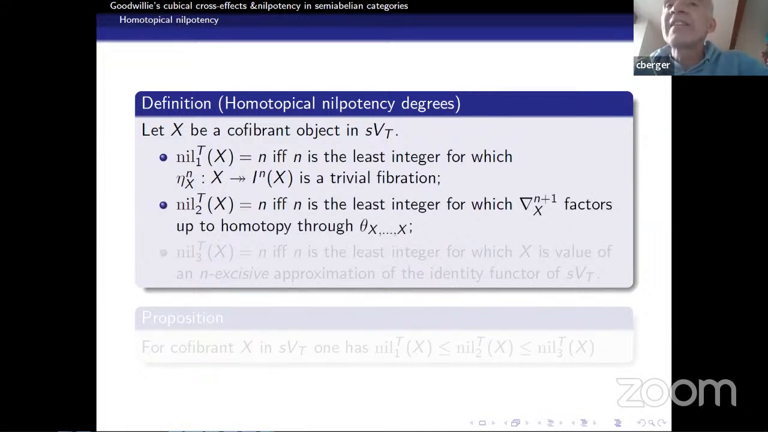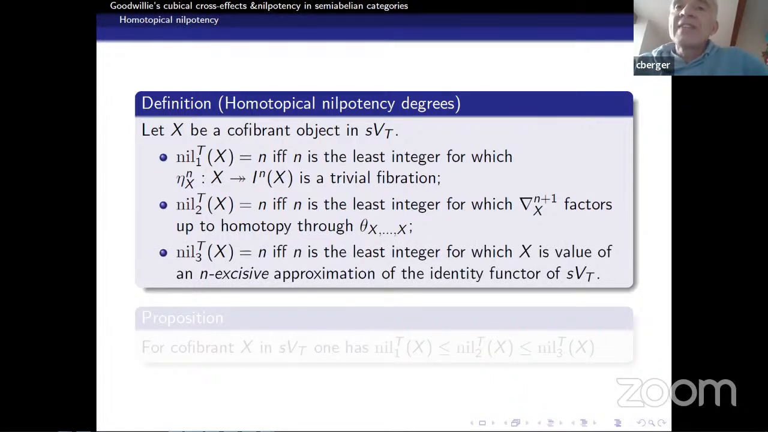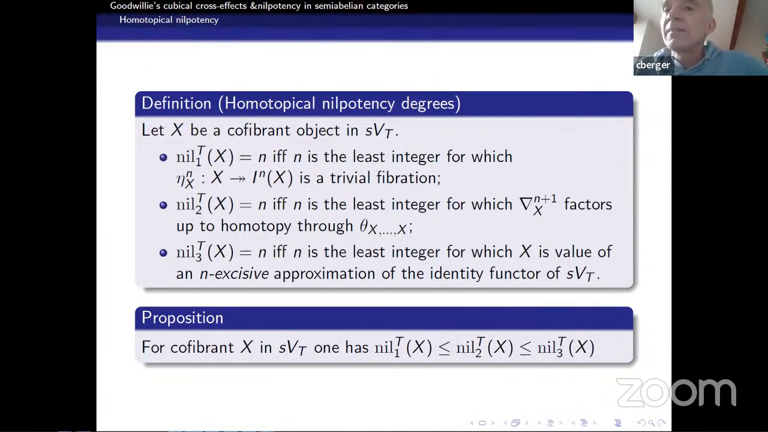Now you can do the same thing, instead of taking n-nilpotency, with n-foldedness. So you just require that the folding map factors through this comparison map up to homotopy. And the third nilpotency degree, I cannot explain this, you will see this in the next lecture. You can ask that x is the value of an n-excisive approximation of the identity functor of your model category. And it turns out, we have seen more or less that n-nilpotency is weaker than n-foldedness, and n-foldedness is weaker than n-excisiveness. So this gives you a chain of inequalities between the different nilpotency notions.